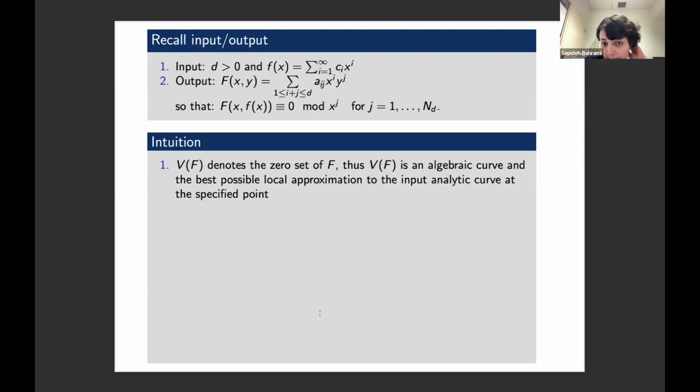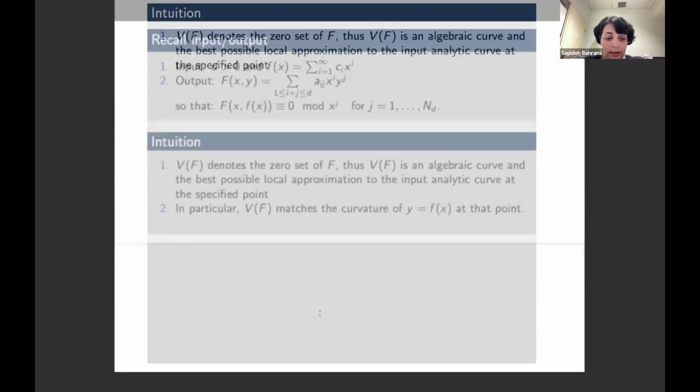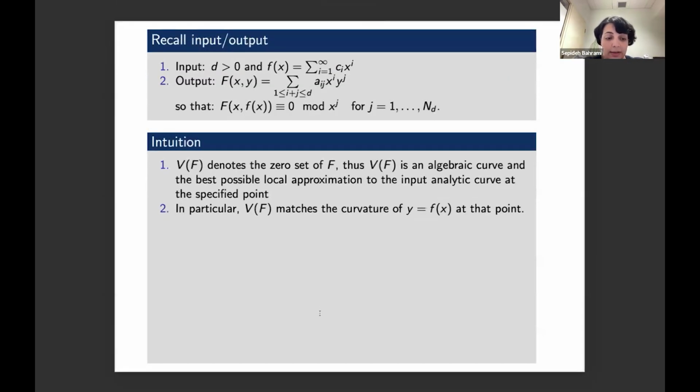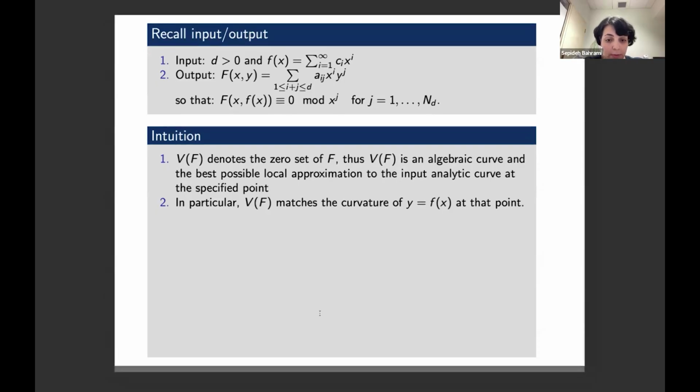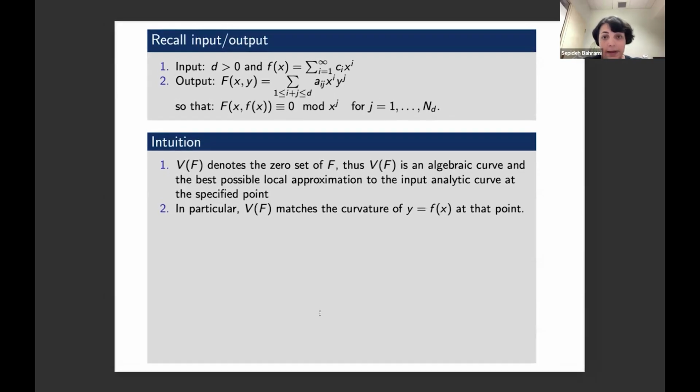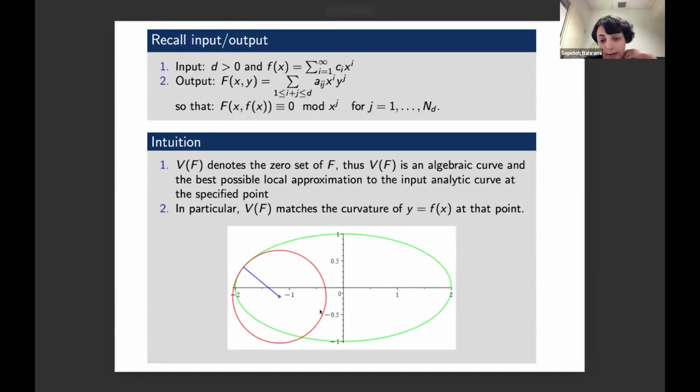V(f) denotes the zero set of f. So then V(f) is an algebraic curve, and it's the best possible local approximation to the input analytic curve at the specific point, in this case the origin, and in particular V(f) matches the curvature of the original curve y equals f(x) at the origin. So what we're really doing here is finding a polynomial that hugs the curve as tightly as possible around the origin and capturing the curvature's behavior up to a specified degree.